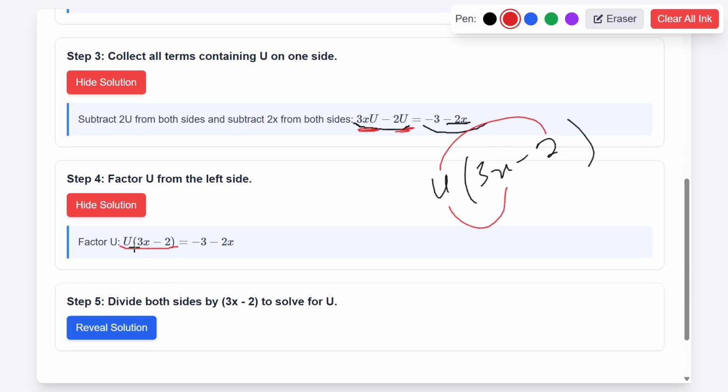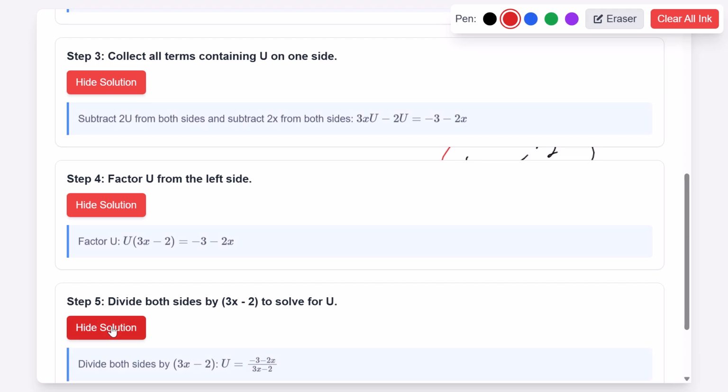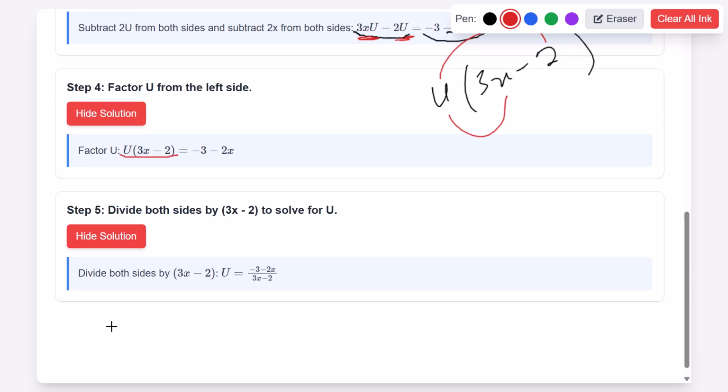Then now, because it is multiplying the u, this whole bracket over here is multiplying the u. So the next thing we are supposed to do is to get rid of the bracket, because you want the u to stand alone. That is, we want to make u the subject. So we are going to do that by dividing both sides by the bracket. We divide both sides by the bracket, and we are going to end up with u is equal to negative 3 over 2x. That is what we have over here.